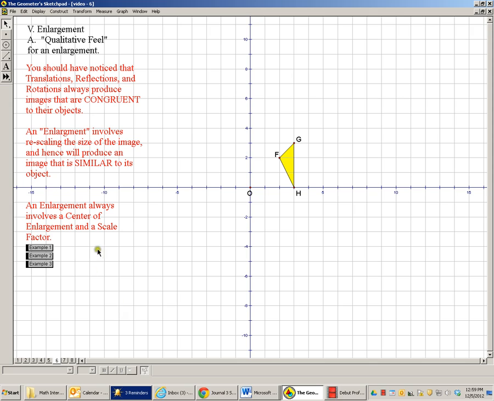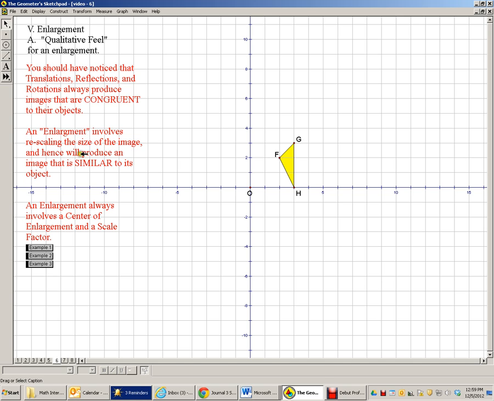Okay, so it's like we take a shape and we translate it, or we flip it, reflect it, or we rotate it. Regardless, the image is always congruent to the original object. An enlargement involves rescaling the size of the image, and hence will produce an image that is similar to the object. Now, the word that we use in America is dilation.